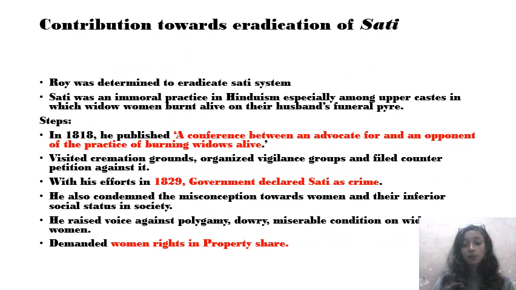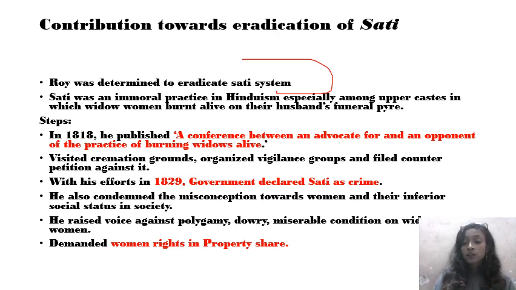Our next slide is about Raja Ram Mohan Roy's contribution towards the eradication of sati. When it comes to the eradication of sati, the famous name that comes to our mind is Raja Ram Mohan Roy. So he was determined to eradicate the sati system. What made him determined to eradicate this evil system from our society? The story is that his bhabhi, a female relative, was burnt alive when his brother died. That incident made him very upset. And at that time, he was determined that he would eradicate sati from our society.